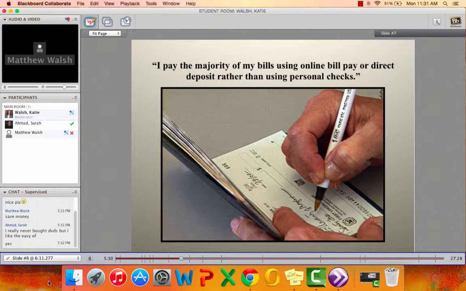Well, I am in the process of transitioning, but I prefer not to use automatic bill pay because I like to look at my statement balances each month, and if I have to write the check, then it forces me to look at the charges. Good. All right, so different opinions here.